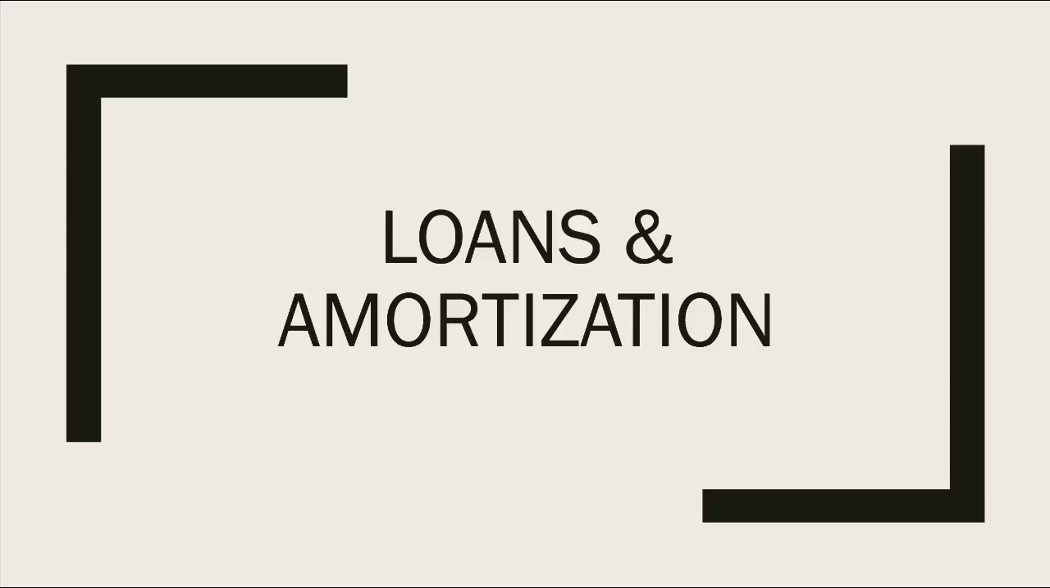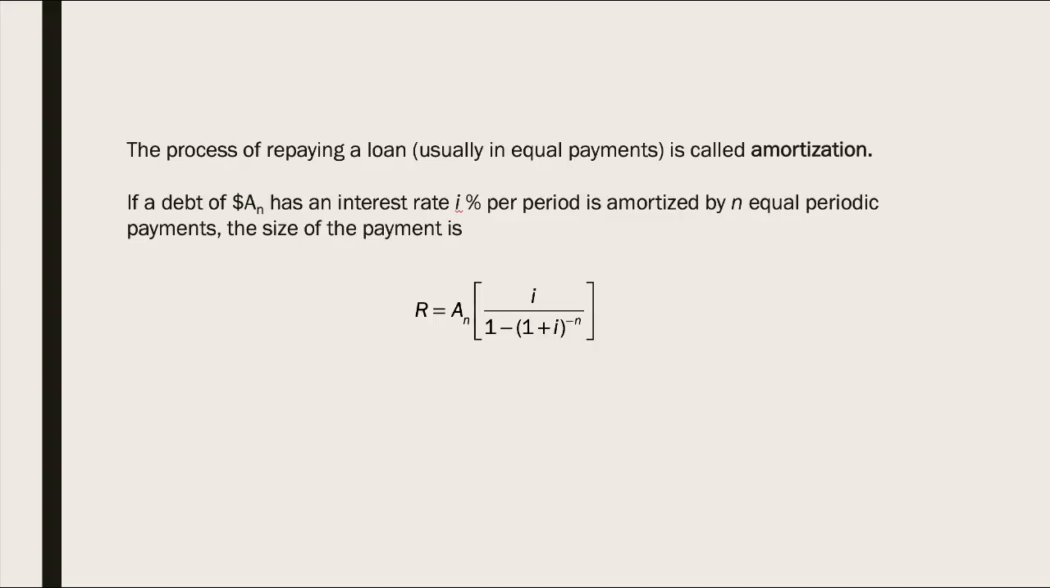In this lesson, we're going to discuss loans and amortization. The process of repaying a loan, usually in equal payments, is called amortization. So if there is a debt of A dollars and it has an interest rate of i% per period and it's amortized by n equal periodic payments, the size of the payment is calculated using the formula you see.